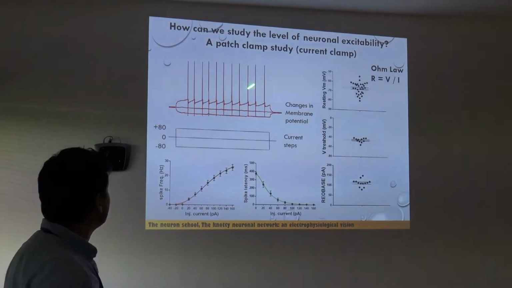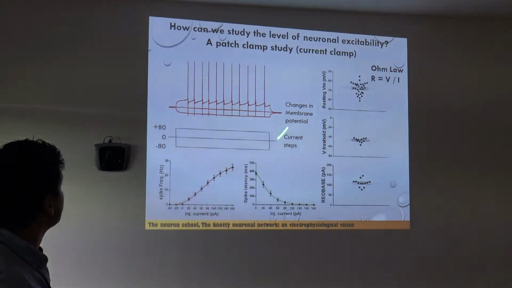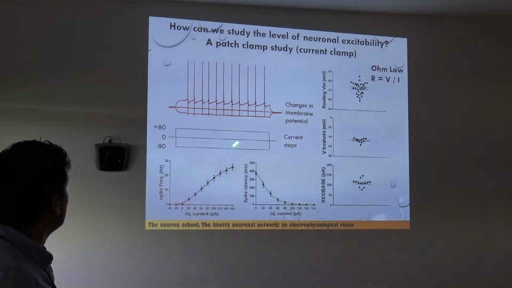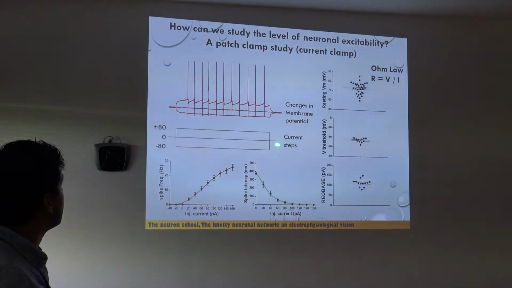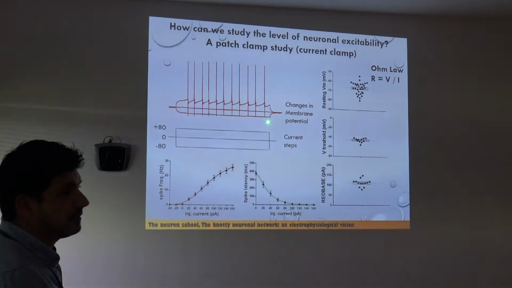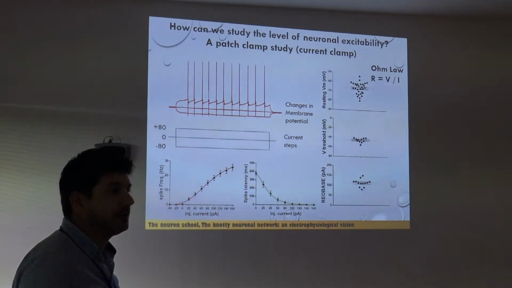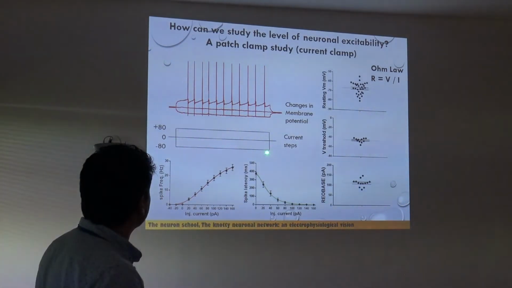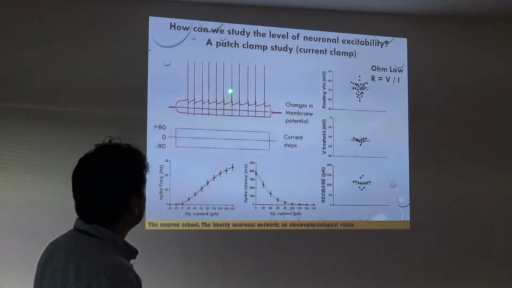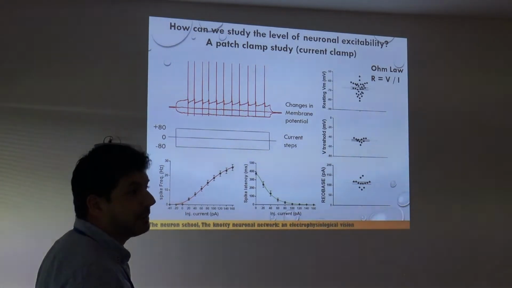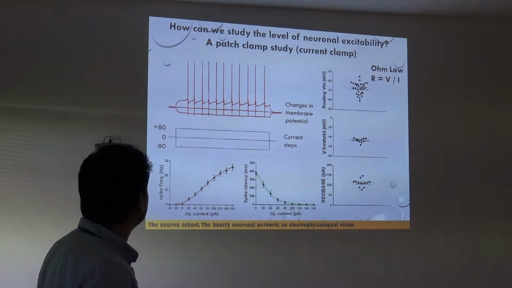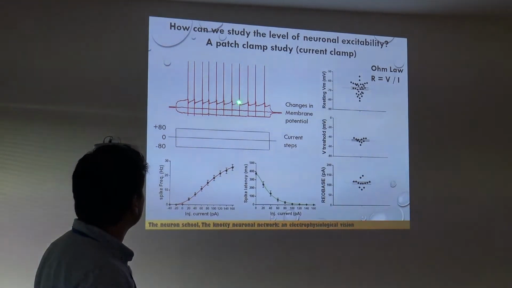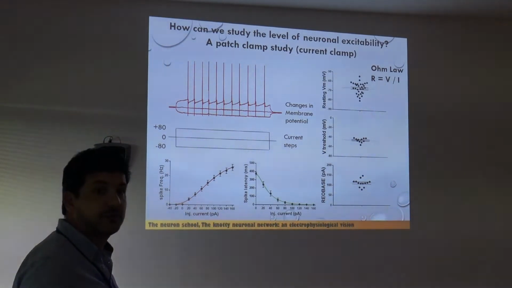What about the current clamp? As you can see, with the current clamp, you can inject negative or positive current steps, and you can record the reaction of the membrane, okay? So you can study both the passive and the active properties of the membrane. Passive is when you apply a current step and you don't see any action potential. It's the passive properties of the membrane, okay? But when you see the action potential, it's the active properties of the membrane.